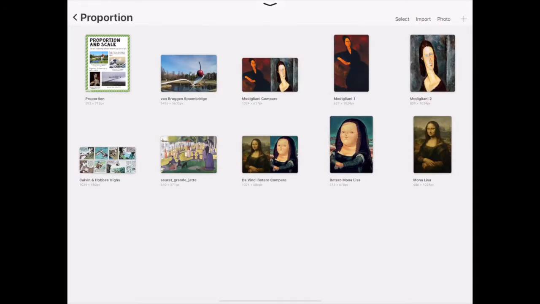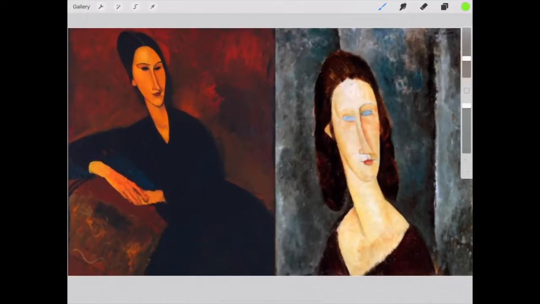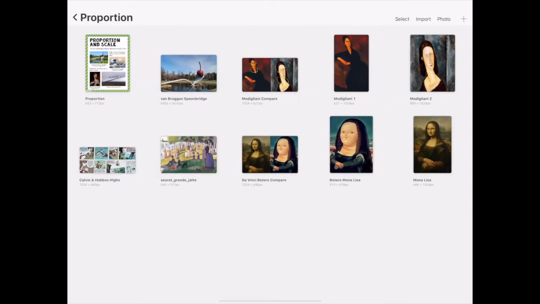Let's take a look at those two Modiglianis together. And when you look at them, you can see that they definitely have some characteristics that are similar. The eyebrows are very similar on these two. The nose is a similar length. The neck is also very, very long. This is one way that Modigliani used proportions as part of his style.